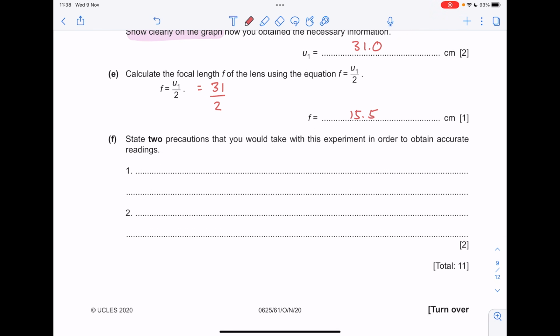State 2 precautions that you would take with this experiment in order to obtain accurate readings. So pick anything sensible here, such as using a dark room and a bright object. Move your screen slowly to find the best image. Ensure that the object, lens and screen are vertical. Use a clamp stand in order to hold the ruler in position.